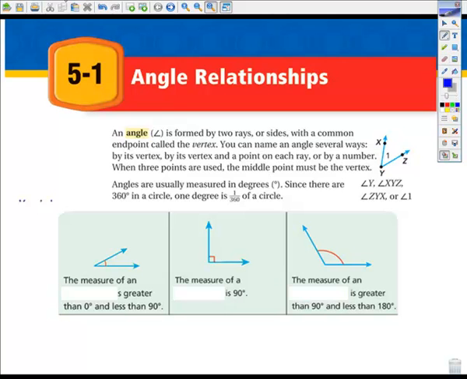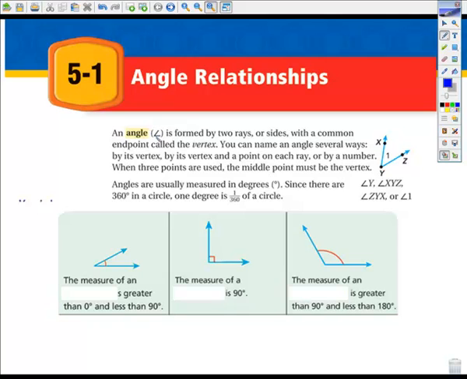Chapter 5 is a geometry chapter, and the first lesson deals with angle relationships. So, first of all, you need to know what an angle is. And it's an angle, not an angel, so be conscious of the spelling. It's A-N-G-L-E, not E-L. And the angle symbol is right here.